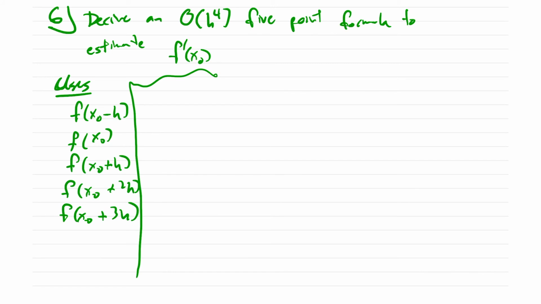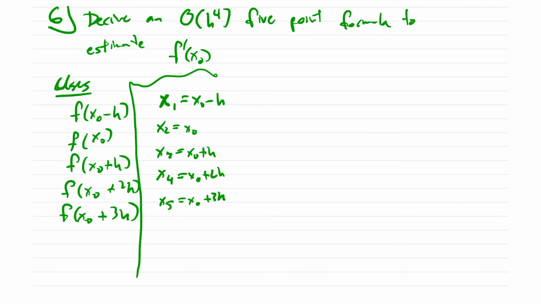I just wanted you to give it a shot, see if you can find it with the Taylor polynomials. But what you can do instead, if you don't want to do that, is declare, say, x1 should be x naught minus h, x2 should be x naught, x3 is x naught plus h, x4 is equal to x naught plus 2h, and x5 is equal to x naught plus 3h. And just like what we did before, you can use interpolating polynomials.